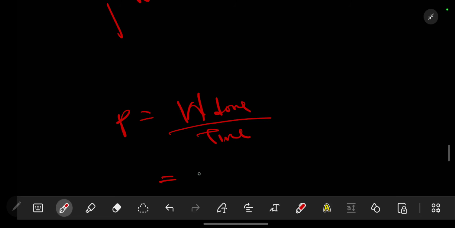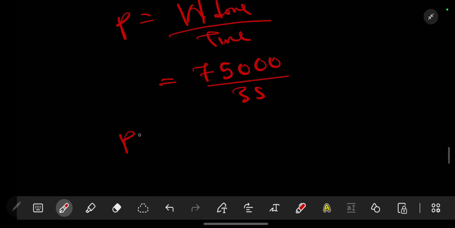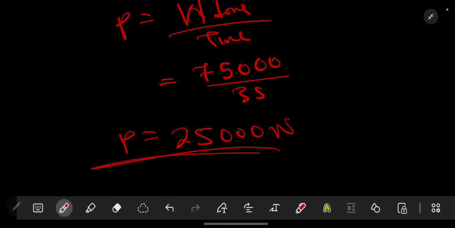So what is our work done? Our work done we have found to be 75,000 over our time taken. In this case, the time taken is 3 seconds. So 75,000 divided by 3, we are going to have the power equal to 25,000 watts. So this is our average power, like that.